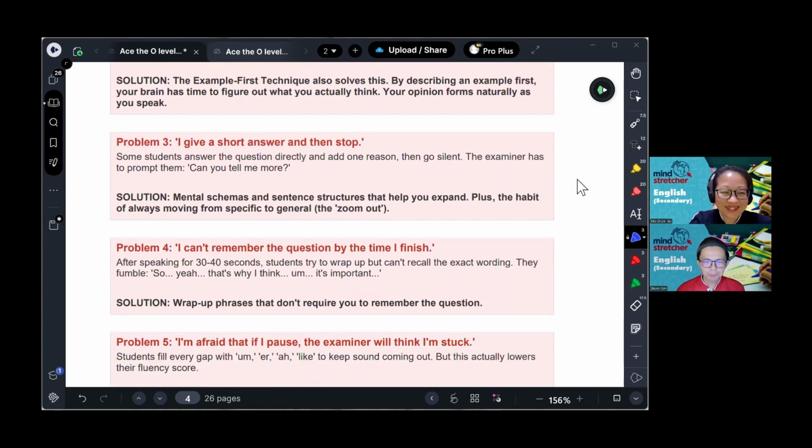Okay, how about problem number 3? I give a short answer, and then I stop. And then the examiner prompts you because you think that, okay, I have answered the question, but what you really need to do is problem and solution, compare and contrast. What else do you have? Definitions, you can have illustrations, personal anecdotes. So all of these things we covered last week.